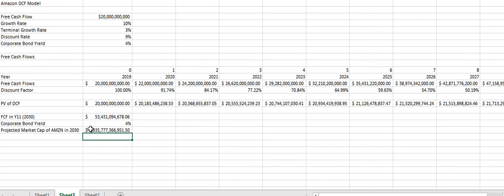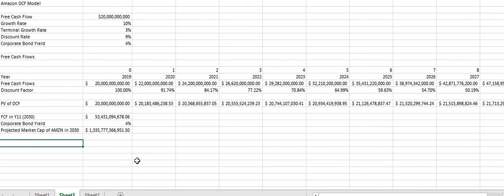So that's a big number. So we're going to project, based on this model and the corporate bond yield, that Amazon may be worth somewhere in the range of $1.3 trillion. Okay, and then what we need to do is discount that back to the present.